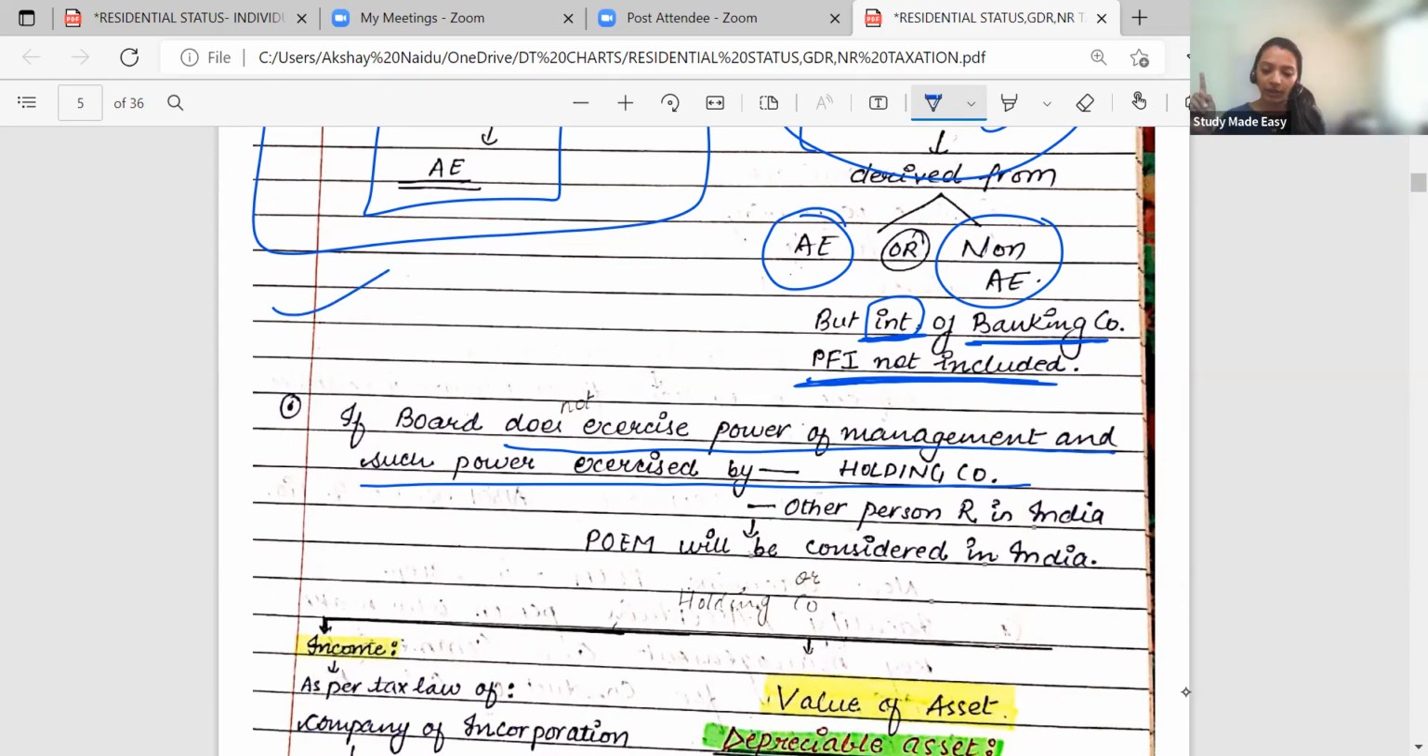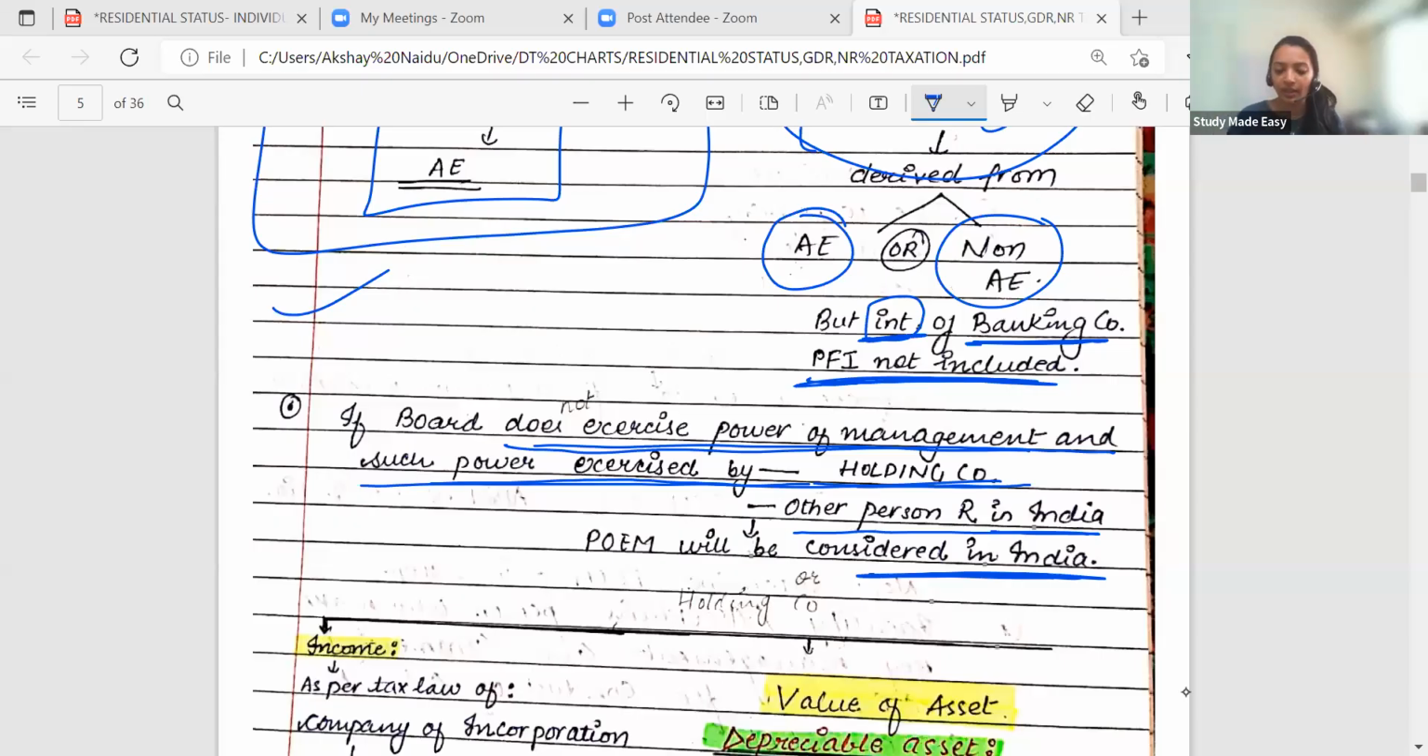Now coming to the board part. If the board does not exercise the power of management and the power has been exercised by a holding company or other person resident in India, POEM will be considered to be in India. Suppose the board is outside India but they are not utilizing the power of effective management. That means the place where decisions are made is important. If your holding company is in India and the holding company is taking all the commercial decisions, the place where decisions are implemented is not important, rather the place where decisions are taken is important.